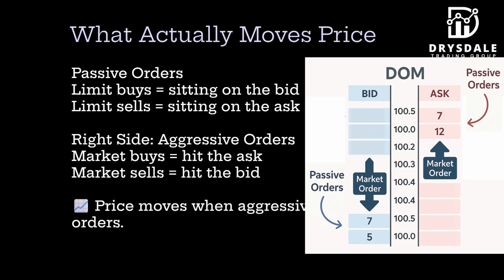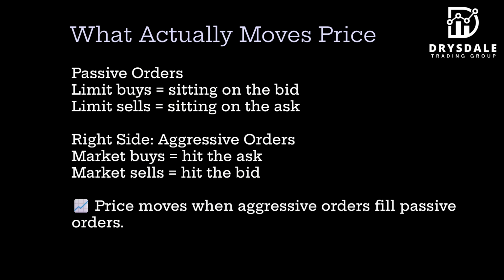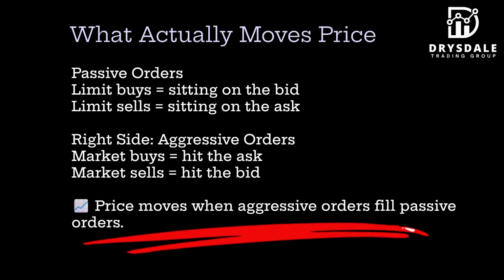Price doesn't move until a market order fills a passive one. And once all the passive orders are gone at that price level, price moves down to the next level. It's that simple. Price goes up because market buyers, the aggressive buyers, are lifting the passive limit orders sitting on the offer. Price goes down, sellers are hitting the bid. So you need to understand that price moves when aggressive orders absorb passive liquidity. That's the core mechanic of the auction.